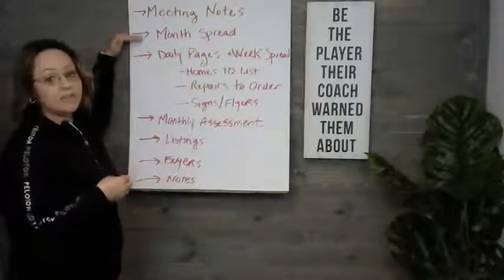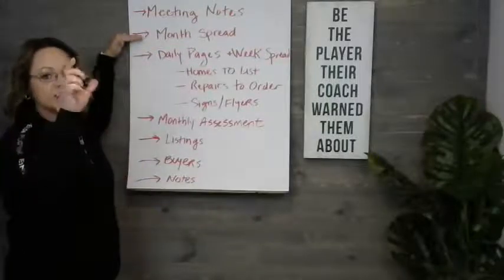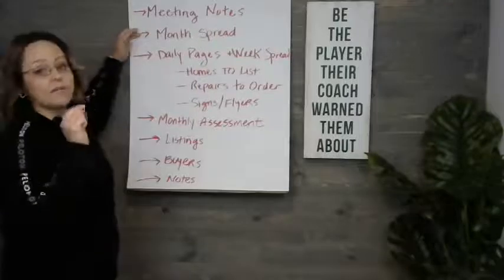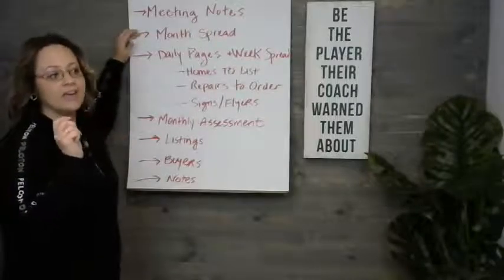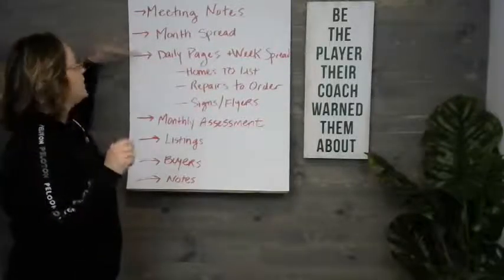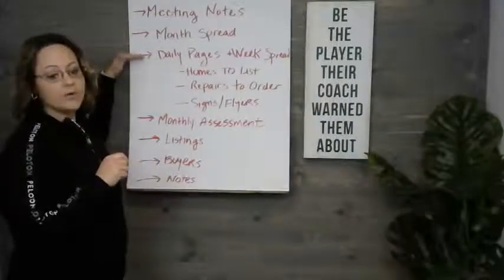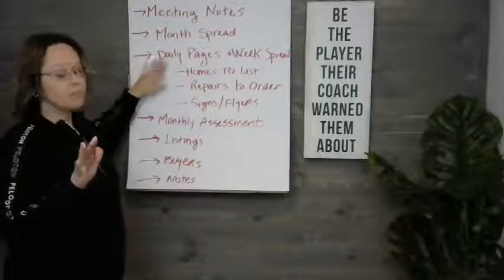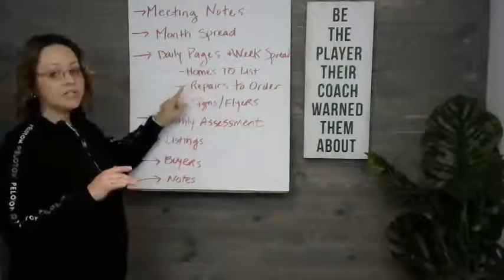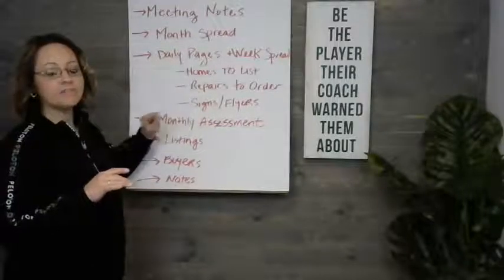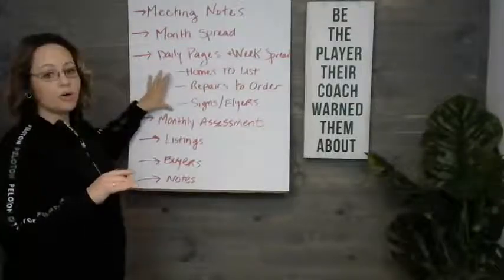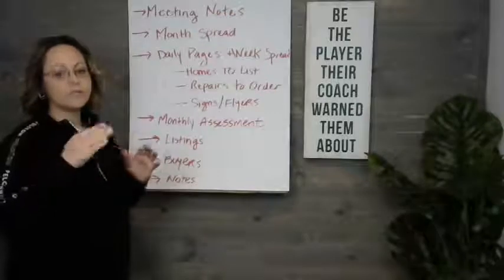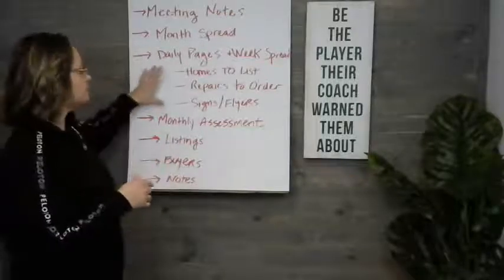Next thing is you've got your monthly spread with some spots for brilliant ideas or any notes that you want to take, a spot to pick a book and a theme song for the month. Then we go on to our daily pages. So in our daily pages, what's different about this compared to any other planner is that we do have our homes to list, repairs to order, signs and flyers. So this gives you the prompts to kind of fill in and help organize your thoughts and yourself for what you're going to need to do the next day.